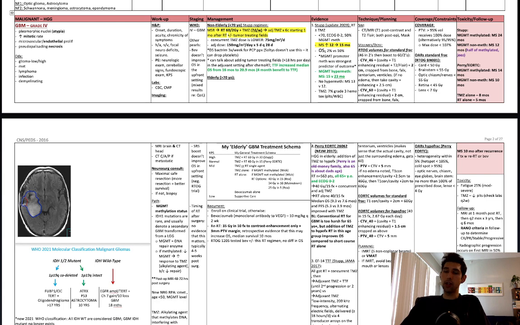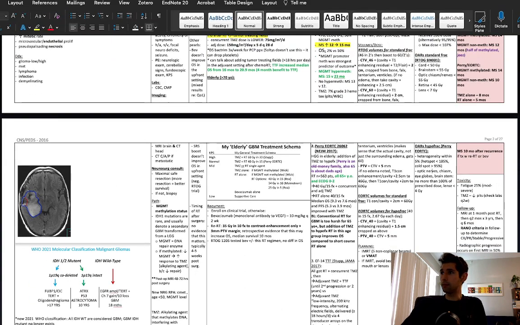OARs for standard fractionation: cord should get less than 50, brainstem less than 55, optic chiasm and nerves less than 55, retina less than 45, lens less than 7 gray. Hypofractionation per the Perry regimen, which again is 40 and 15: heterogeneity within 5%, so hot spot should be less than 105 and cold spot should be greater than 95%. Optic nerve, chiasm, globes, brainstem: no more than 100% of the prescribed dose. Lenses should get less than 4 gray. In terms of coverage, we've already covered that.